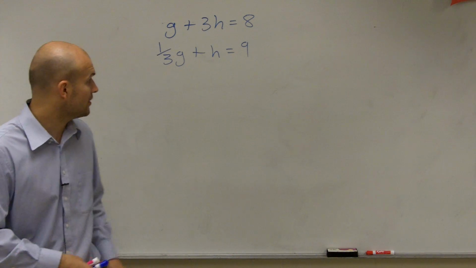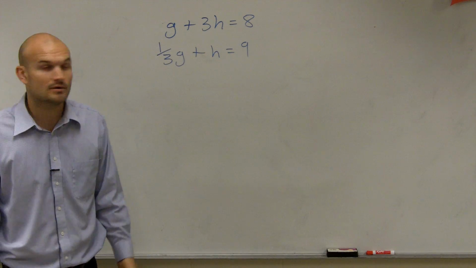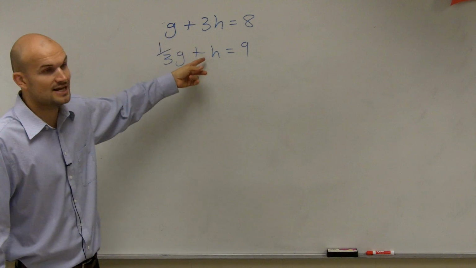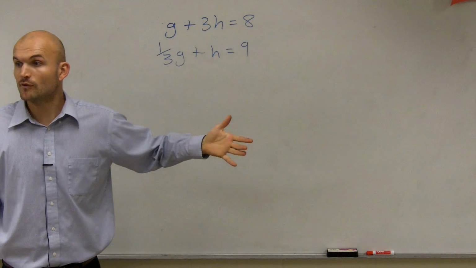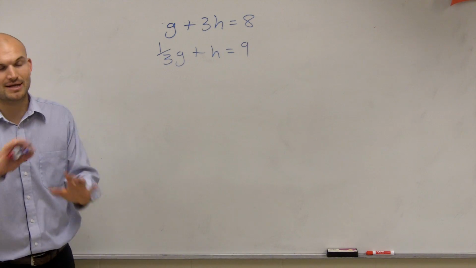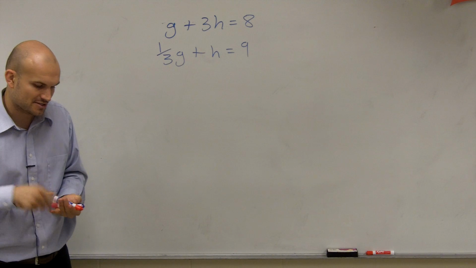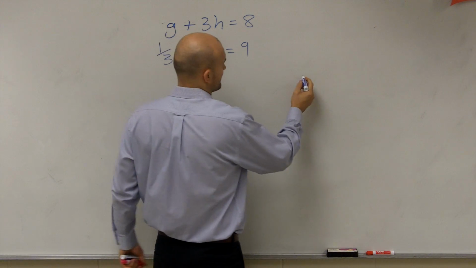So we look up here, and I have two variables that have a coefficient of 1, right? This g has 1, and this h has 1. So I could actually solve for both of them, correct? Now, I see a fraction here, and I automatically know I'm going to have issues with fractions. So I want to see, is there a way to get rid of fractions? Let's take a look at a little bit of an experiment here.